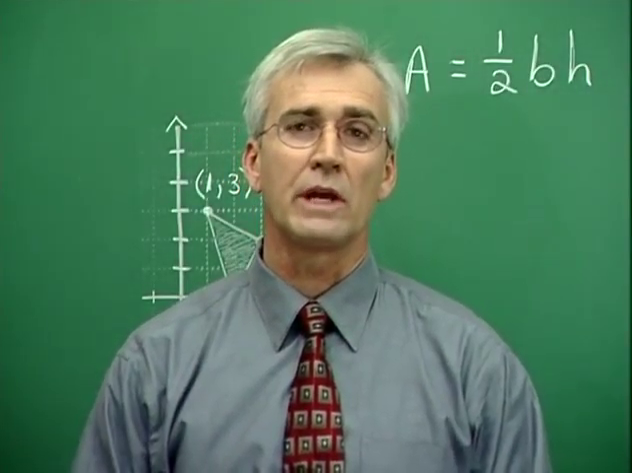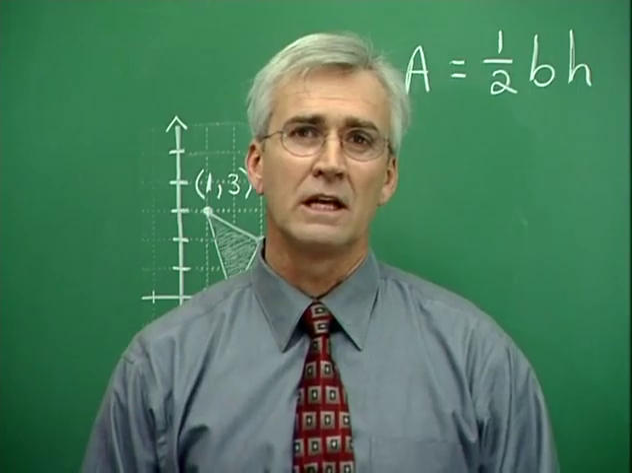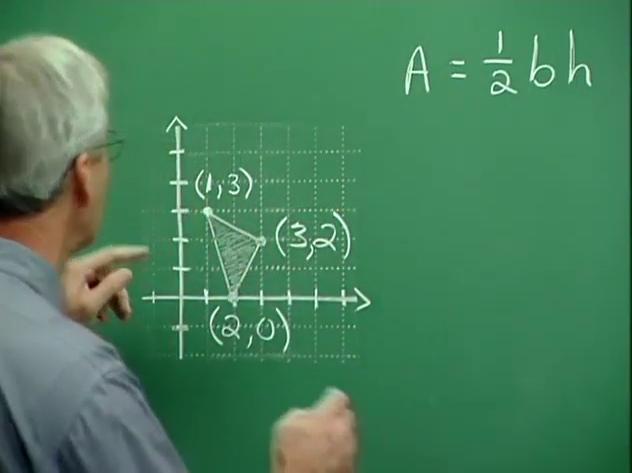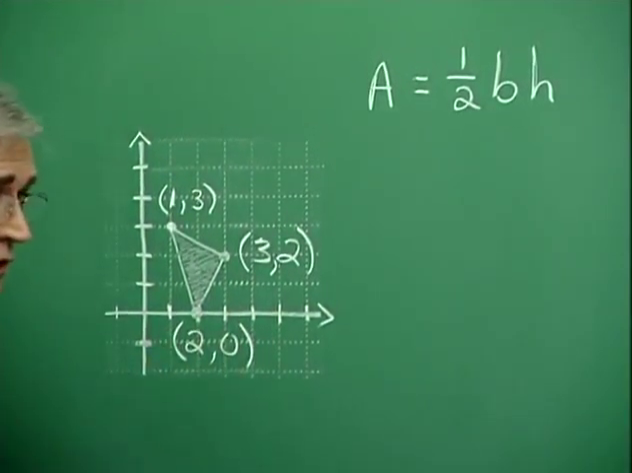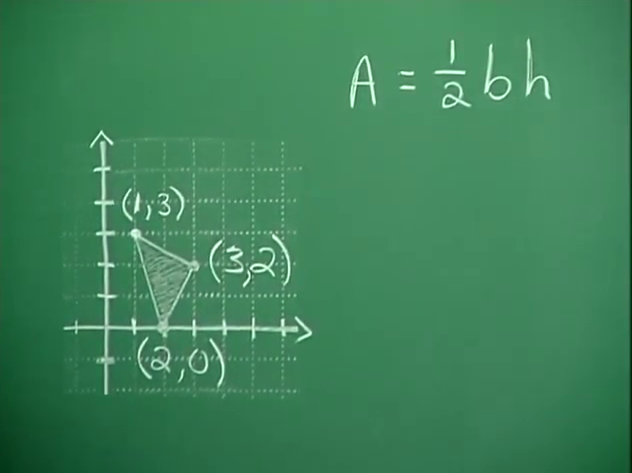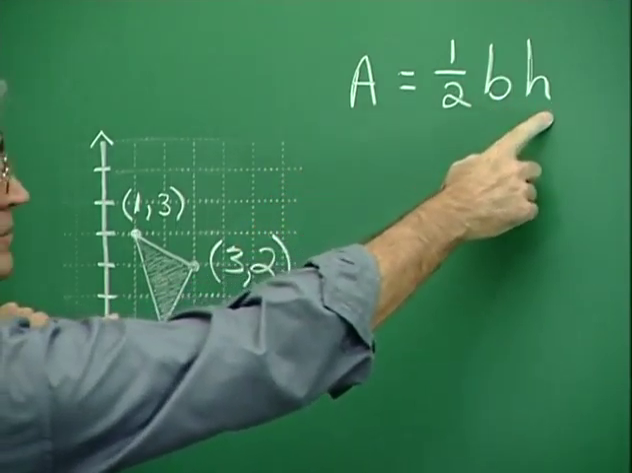Another situation where we can use determinants is to find the area of a triangle given the vertices of the triangle. Suppose, for example, we're given vertices of 1, 3, 3, 2, 2, 0, and we want the area of this triangle. Well, I've drawn the triangle here, and just think about the difficulty of finding the area. We have an area formula. Area is 1/2 base times height.